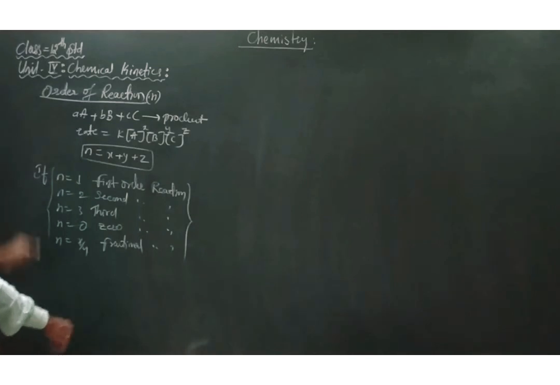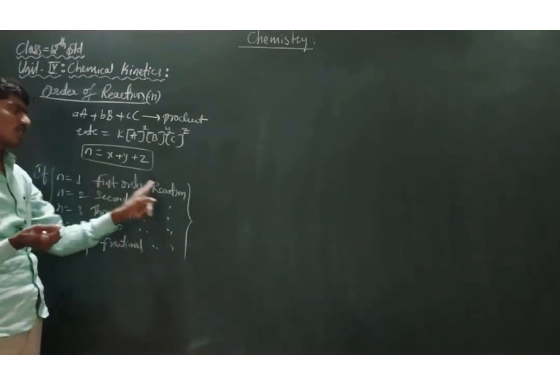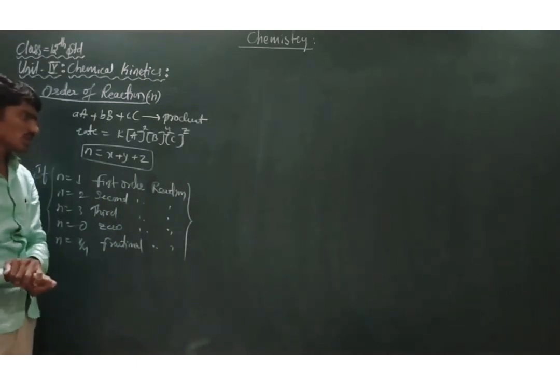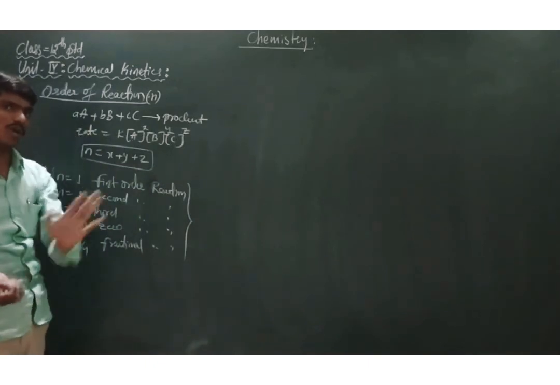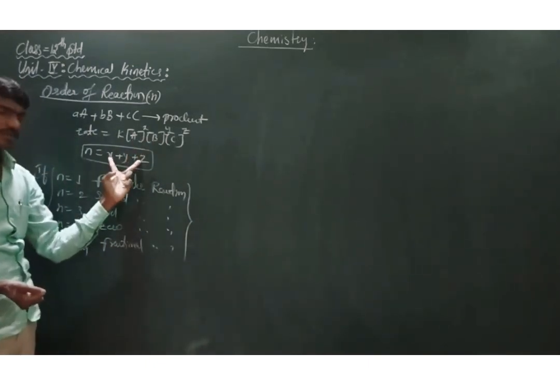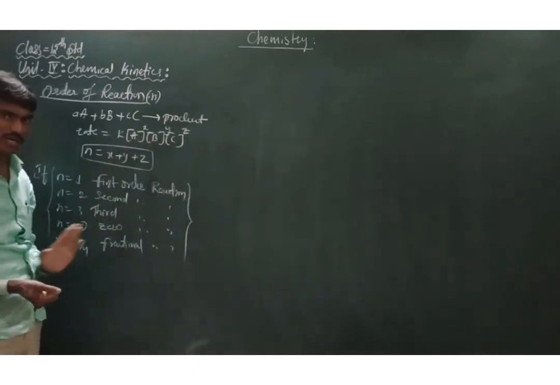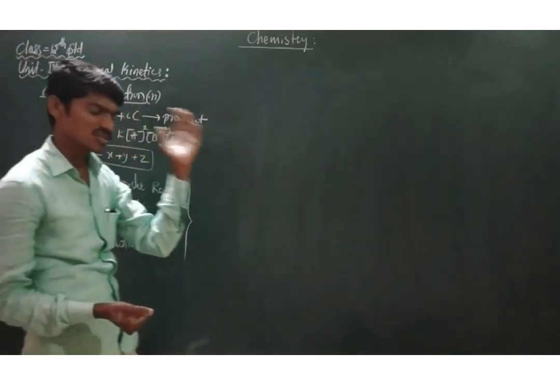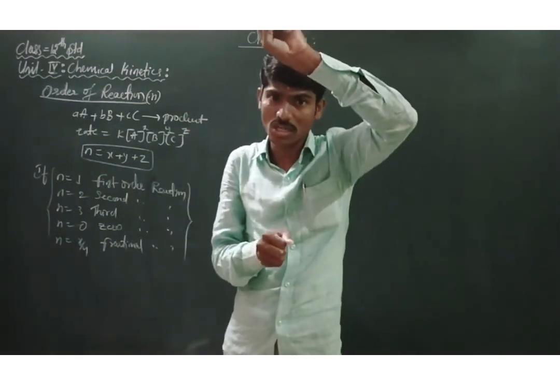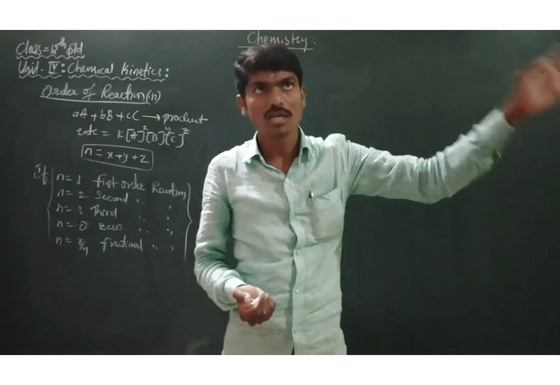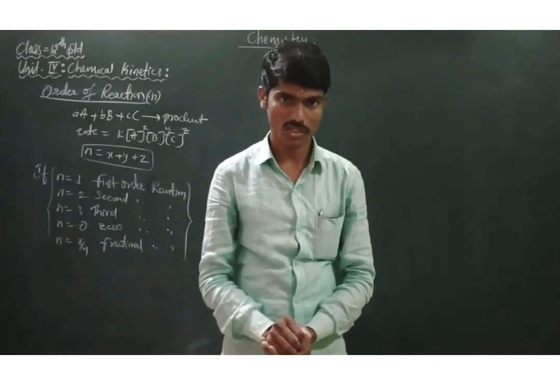तो ये हुआ आपका first order reaction, second order reaction. तो first order reaction की definition क्या है? First order reaction is defined as the reaction in which the sum of powers of concentration terms of the reactants is equal to 1. Sum of powers of the concentration terms of the reactants is equal to 2, second order. If the sum of powers is equal to 3, third order. If it is equal to 4, fourth order. If it is equal to 0, zero order, or it may be a fractional order reaction.